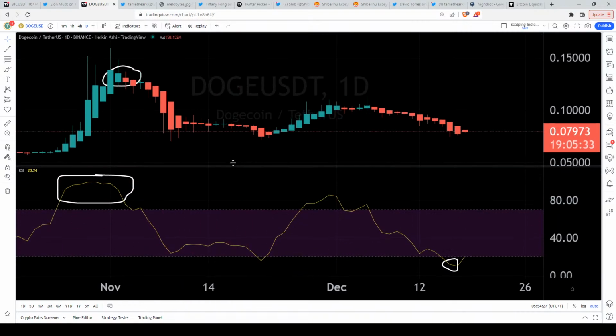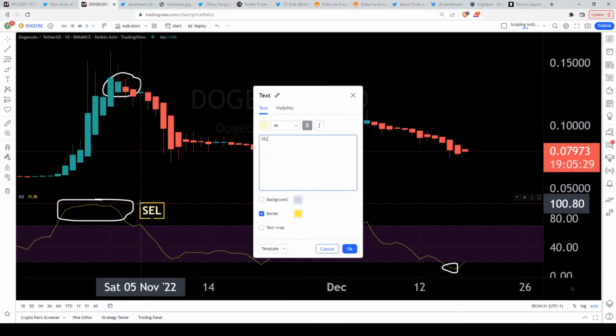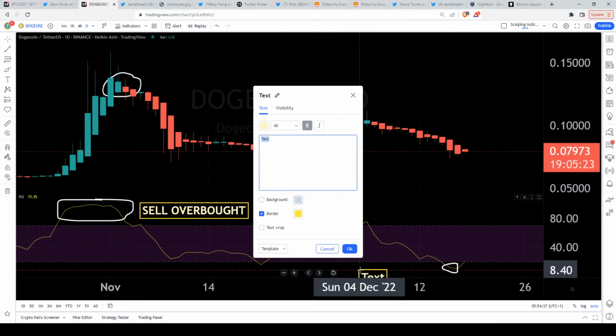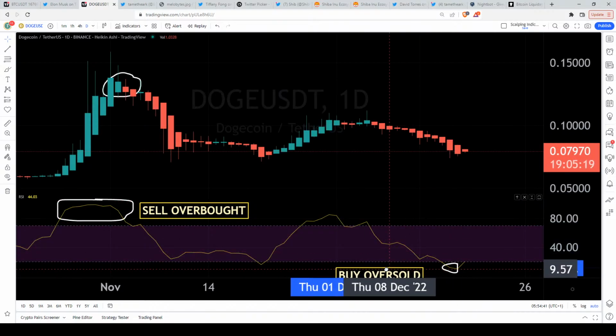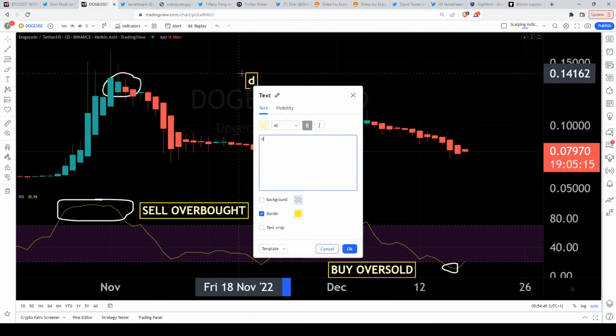Let me fix this real quick. But it's not this simple. You have to combine other indicators. So you sell when overbought, you buy when oversold. That's what you do on the daily. This is the Dogecoin chart, by the way.